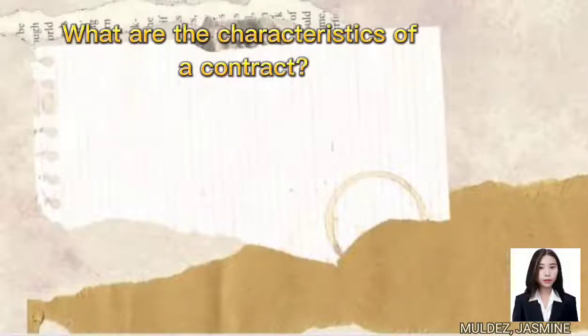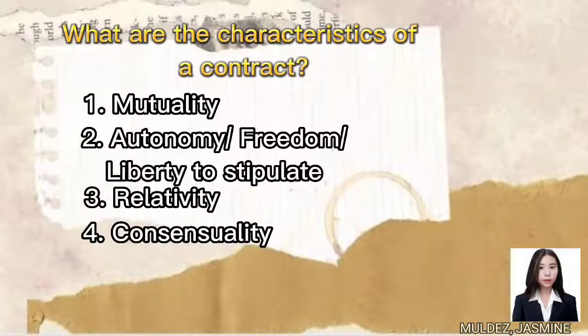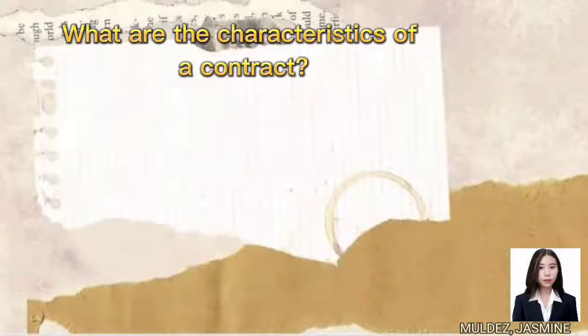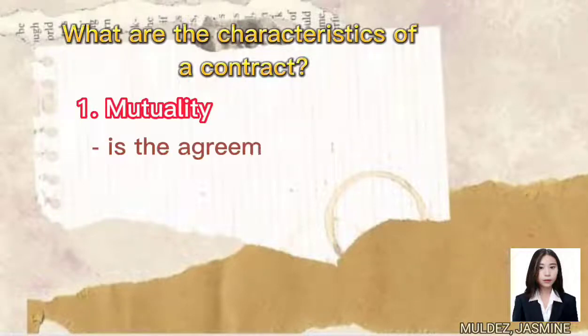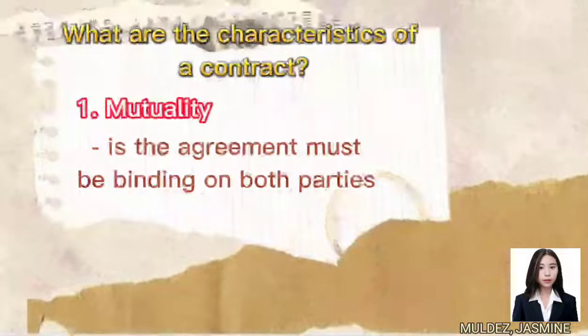We have the different characteristics of a contract. Ito ay ang mutuality, autonomy, relativity, consensuality, and lastly, obligatory force and compliance in good faith. Now, I will explain the first characteristic of a contract, which is mutuality. Mutuality is the agreement must be binding on both parties. Ibig sabihin nito ay when two parties are involved sa isang contract ay hindi dapat na yung validity ng contract or compliance ay nakadepende on a single person. Because when we say mutual, ito ay pinagkakasunduan ng two parties. Hindi ito magiging valid kung ito ay magre-rest lamang sa one person.